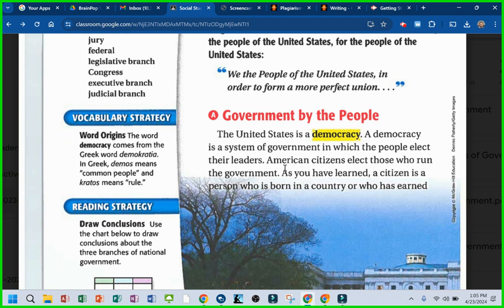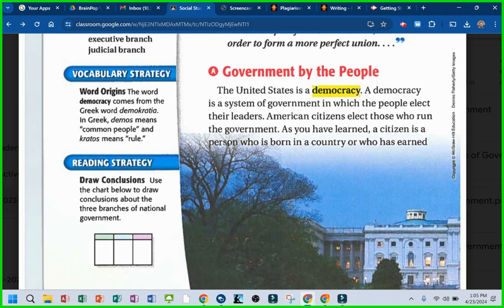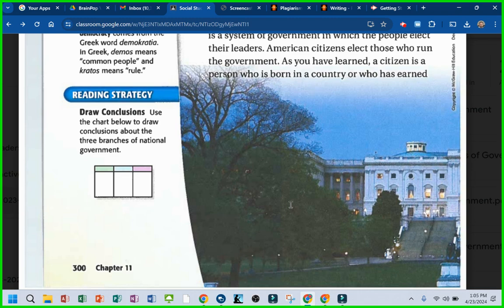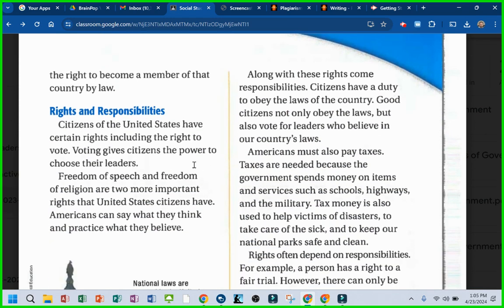The United States is a democracy. A democracy is a system of government in which the people elect their leaders. American citizens elect those who run the government. As you have learned, a citizen is a person who is born in a country or who has earned the right to become a member of that country by law.